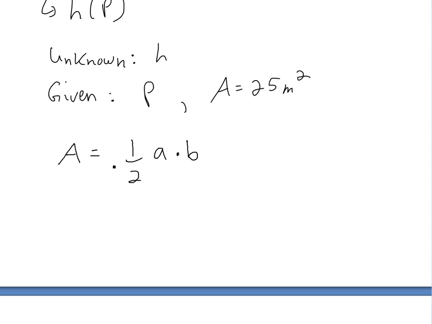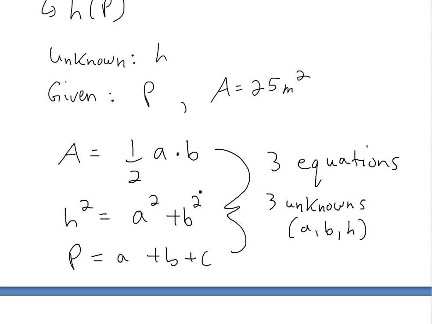Then by Pythagoras, h squared, the hypotenuse squared, equals a squared plus b squared. You can also see the video link below for the proof of this. And the last one, the perimeter, is a plus b plus h. So from these we get 3 equations and 3 unknowns, a, b, and h, so we can actually solve for these.